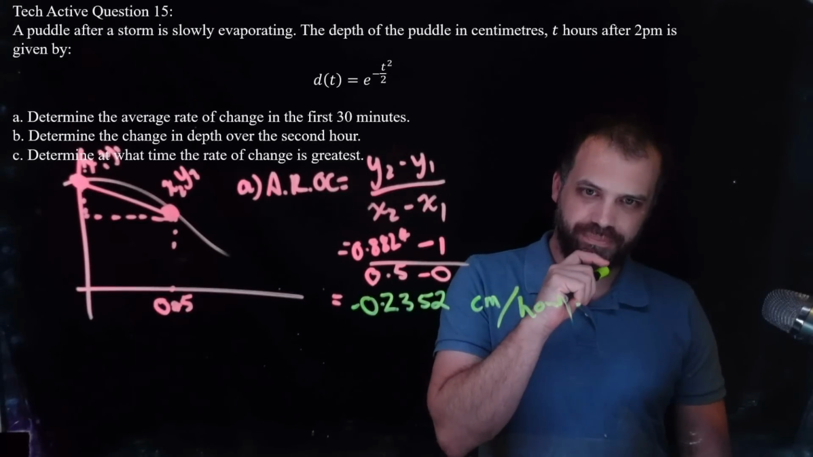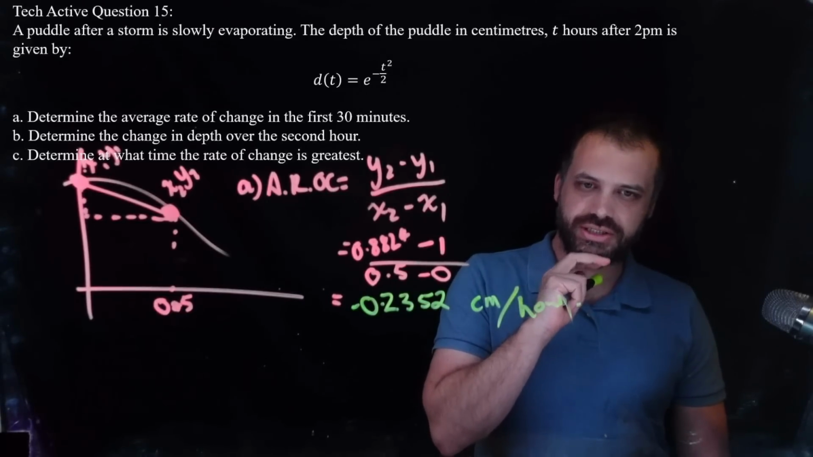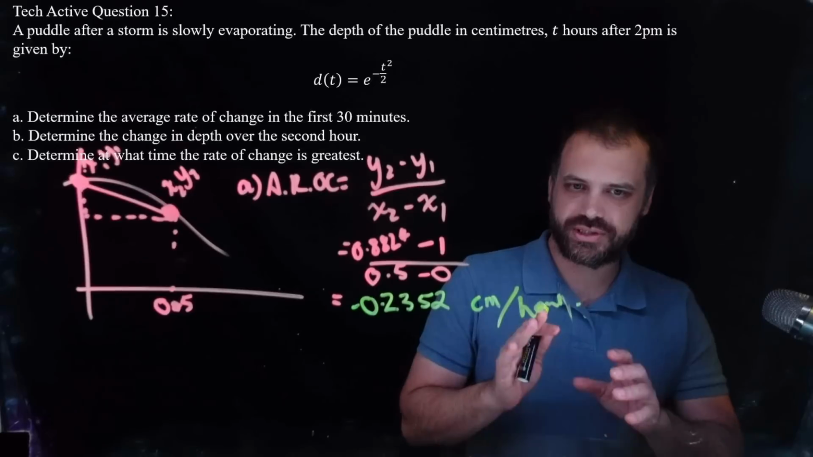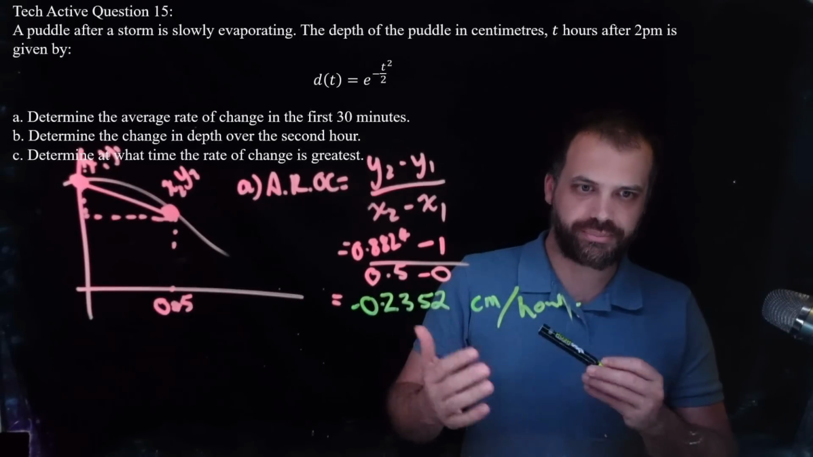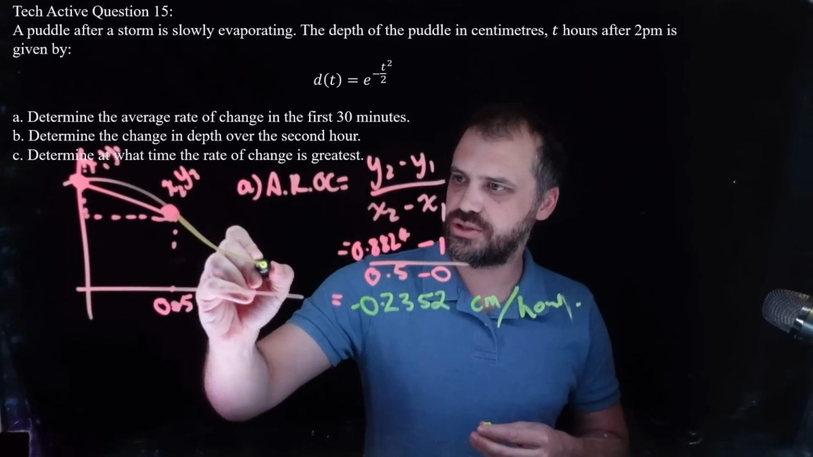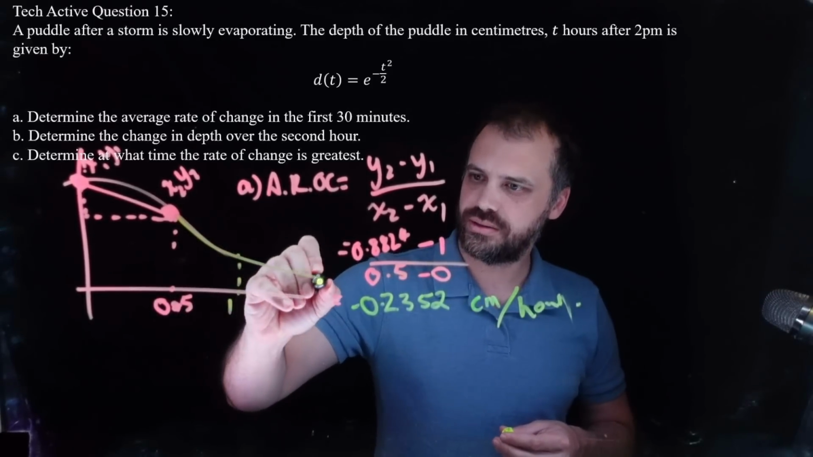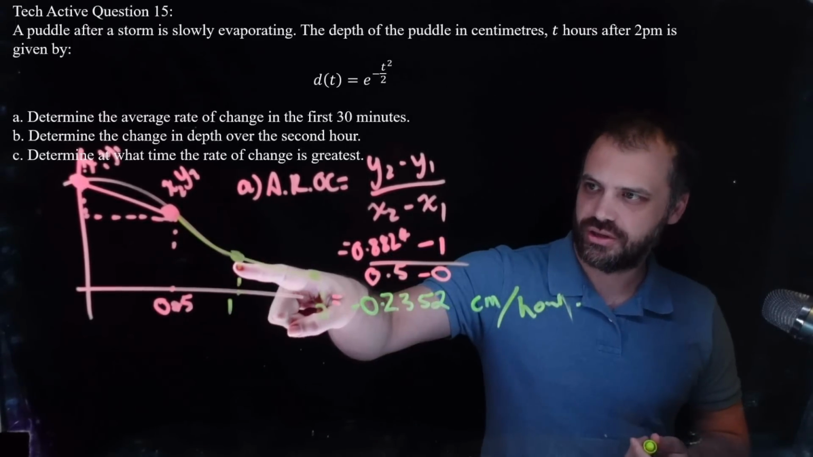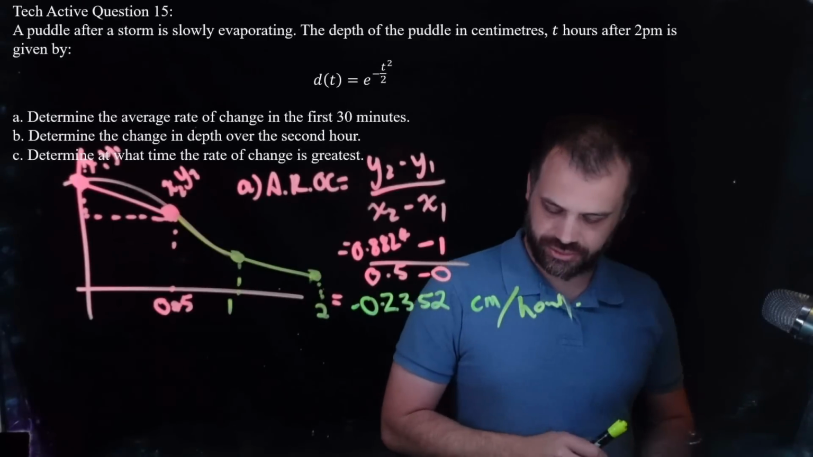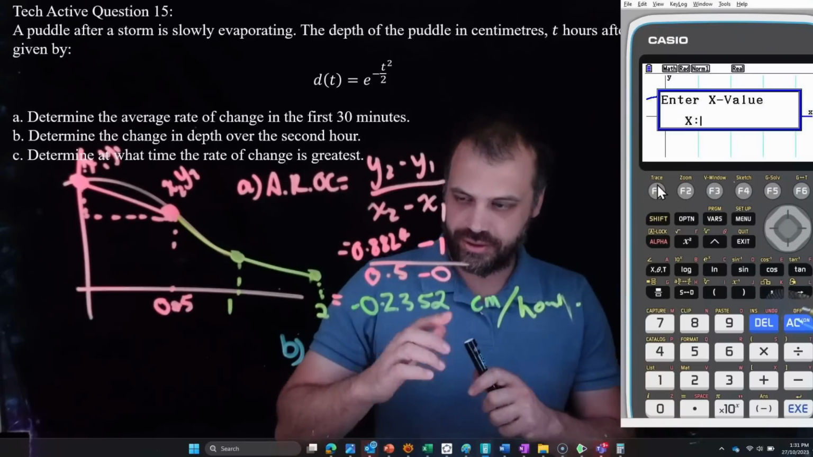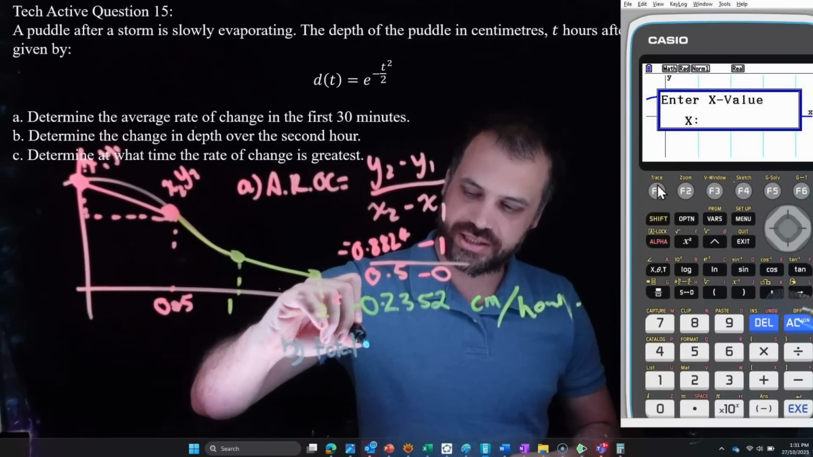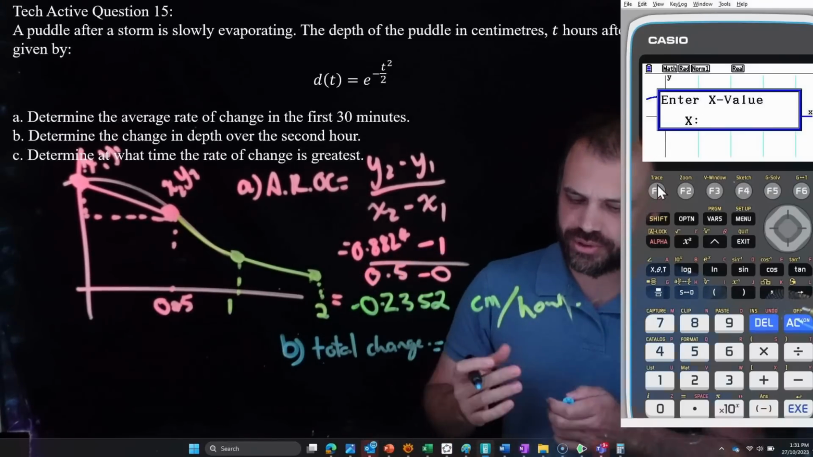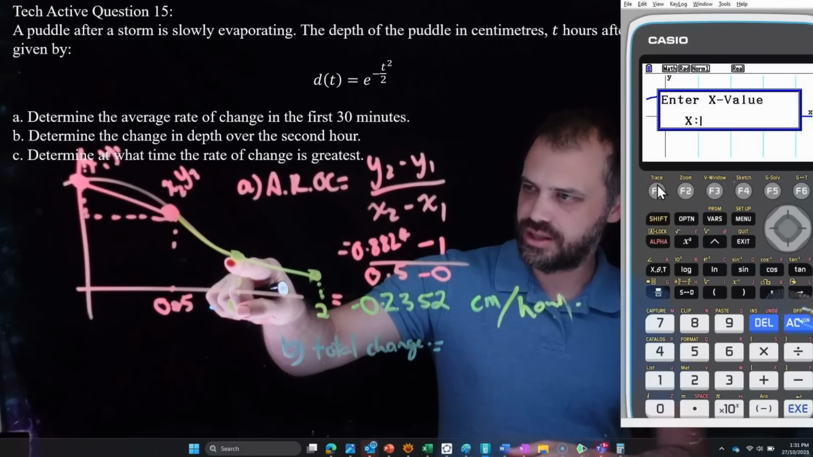What about part B? Determine the change in depth over the second hour. This seems relatively straightforward. This seems like we're just going to do another couple of those y-calcs, because this graph continues on. This is hour 1. This is hour 2. And so we're just finding out how much the depth has changed from here to here. So let's pull our calculator back up. So for part B, the total change across that second hour is going to be equal to, let's go with the value here first.